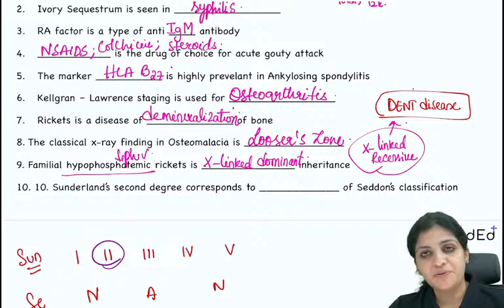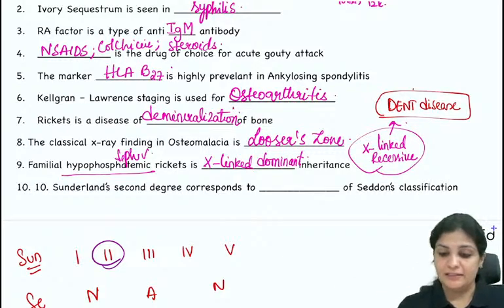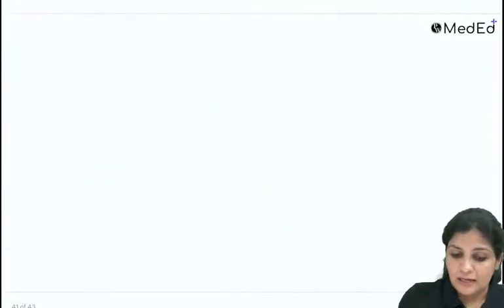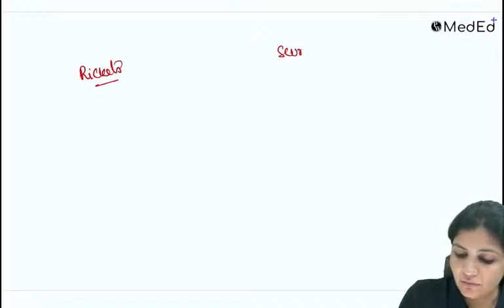So how to differentiate between scurvy and rickets? I'll tell you one easy thing. What to remember is, if I take a rickets X-ray, if I take a scurvy X-ray.